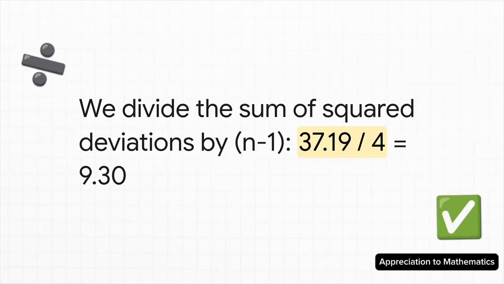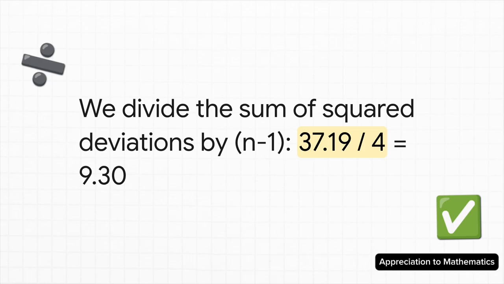Okay, step 4. We take that sum we just got. Now, there's a little quirk here. Because this is just a sample of data, not the entire population, we don't divide by 5. We divide by n-1, so we divide by 4. This gives us a special number called the sample variance, which in our case is 9.30.